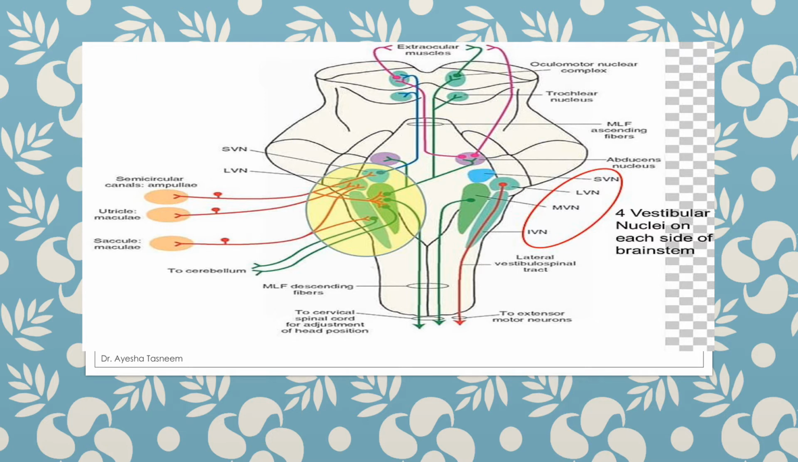On the other side, their associations are shown with different parts of the internal ear. The nuclei are associated with the ampullaris part of the semicircular canals, while the lateral nucleus is also associated with the utricle, and the saccule is associated with all the nuclei.